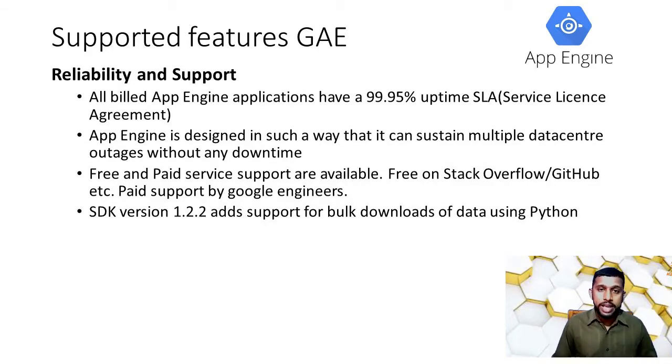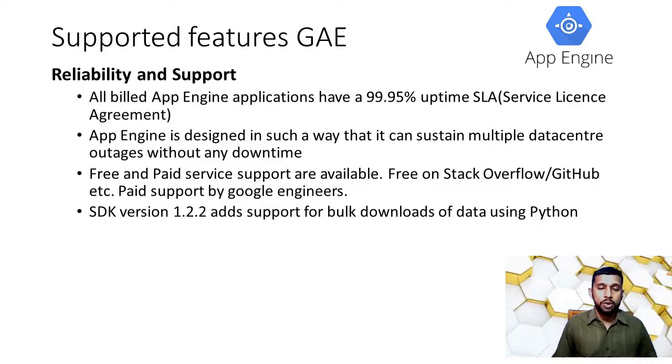The next is reliability and service. We know that 85% of smartphones are running on Android. So every Android phone has mainly Google services integrated in it, such as Gmail, Drive, Duo, or Meet, etc. So Google is one of the largest companies in the world that provides service in a reliable and fault-free manner. All billed App Engine applications have a 99.95% uptime service level agreement that is provided by Google.